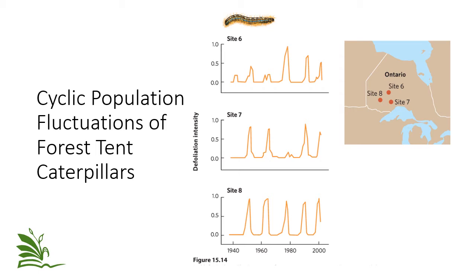Well, it turns out these forest tent caterpillars have population dynamics that fluctuate. They're considered an ectoparasite to trees, and they fluctuate in their population sizes in radical ways.